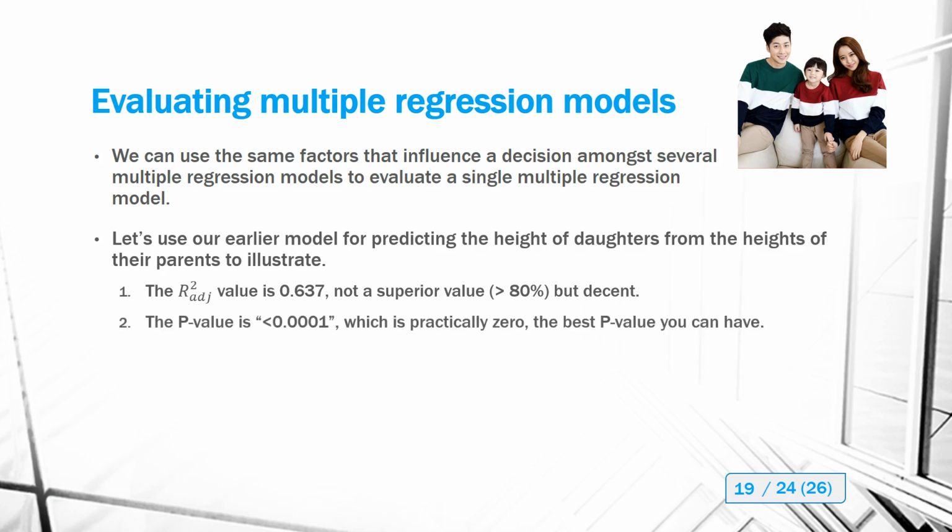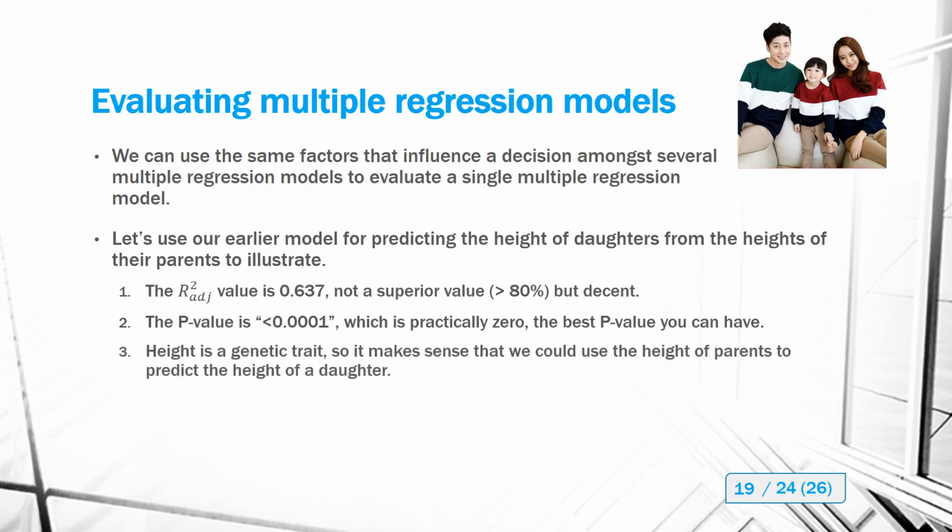The p-value was listed in the results as less than 0.0001. This means that the number is far less than 0.0001, which is practically zero. That 0 is the best p-value you can have, so this is an outstanding p-value for our model. Height is a genetic trait, so it makes sense that the height of the parents could be used to predict the height of the daughter. So by itself, our model looks good for making predictions because we got all 3 criteria for making that model met.